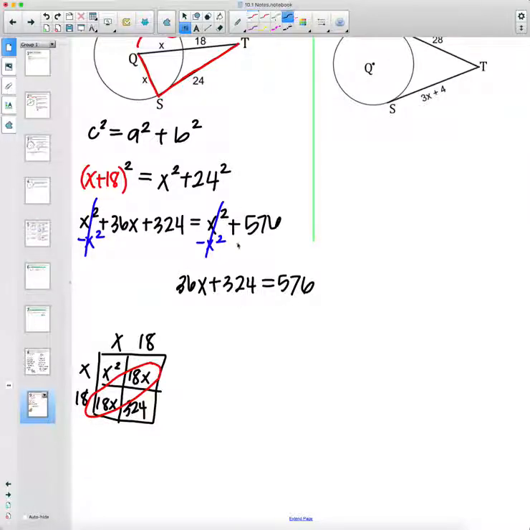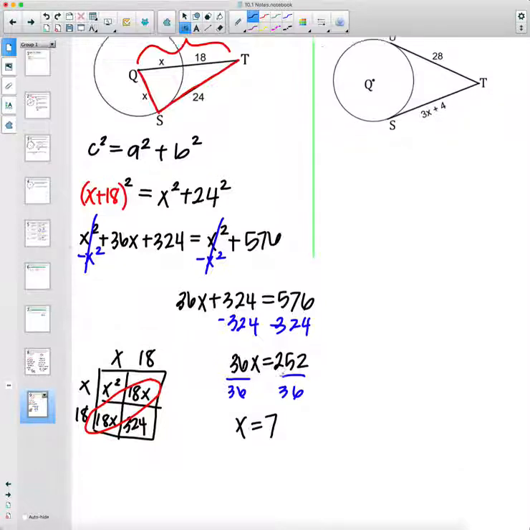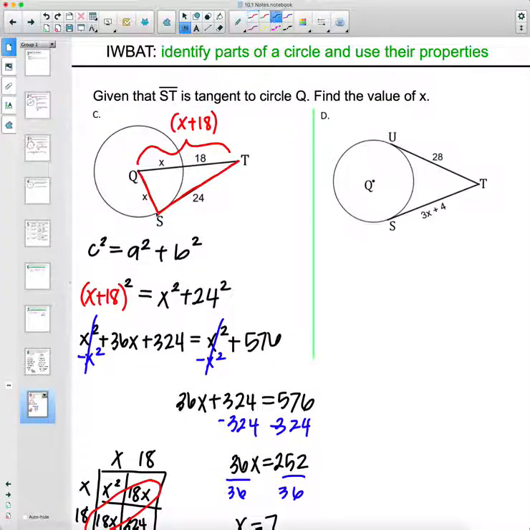So I'm going to get these like terms together, the 324 and the 576, by subtracting 324 from both sides. So 576 minus 324 is 252. And then divide both sides by 36. And you'll get that x equals 7. Okay, so if we go back up to the problem, okay, x equals 7 was our radius. Okay, so x equals 7.